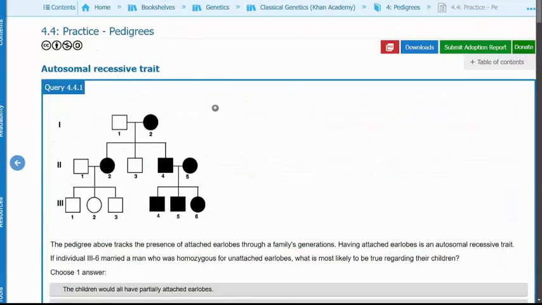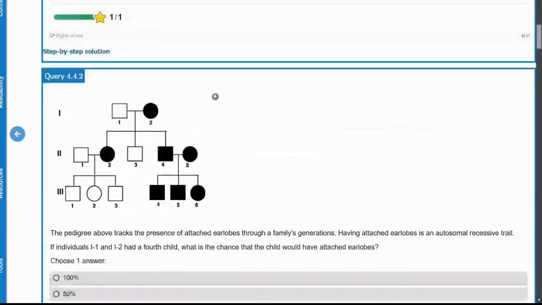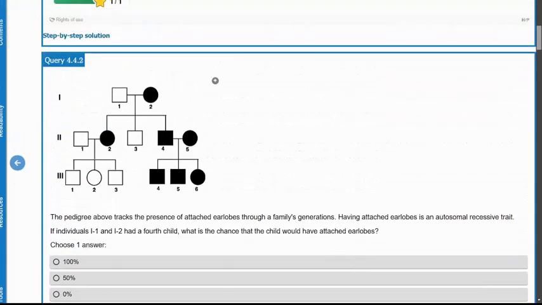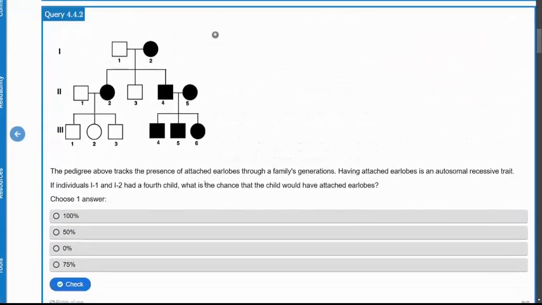Let's look at the other one. The pedigree above tracks the presence of attached earlobes in a family. It's basically the same thing. 1-1 and 1-2 had a fourth child. They only have three, they're gonna have another one. What is the chance of that child having attached earlobes?